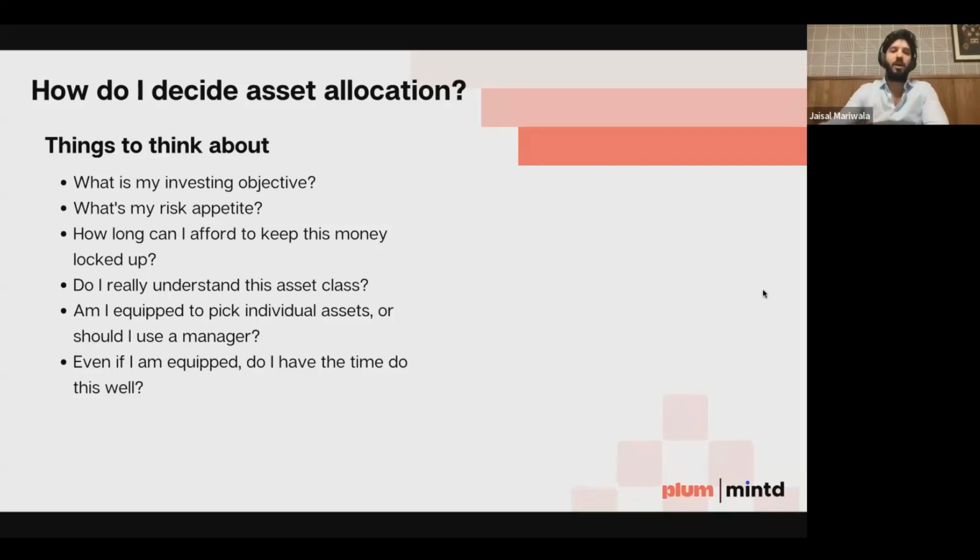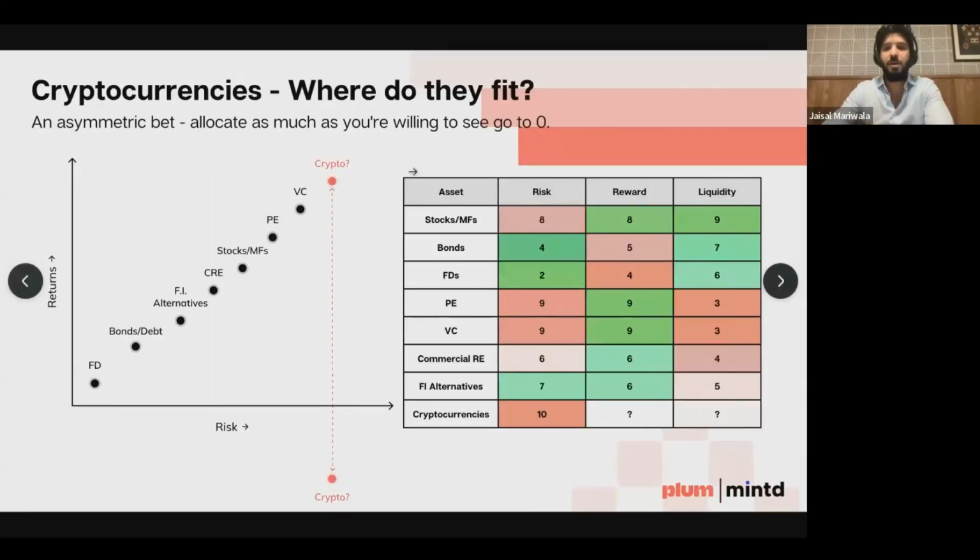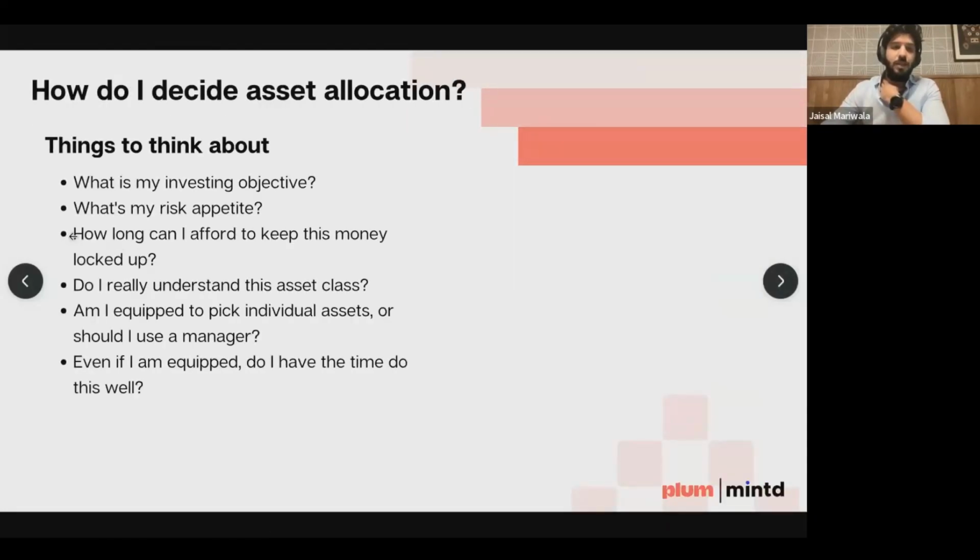Because as you've seen on our favorite table here, your risk appetite will materially define what you should and shouldn't invest in. How long can I afford to keep this money locked up? Different profiles based on 1 year, 3 year, 5 year, 10 years, and 20. And then finally, do I understand this asset class? Even if I do understand it at some level, am I really equipped enough, and do I really have enough data to pick individual assets, or should I just use a manager? And even if I am equipped and I do understand it, do I actually have the time to do this well, or am I better off investing in traditional assets that still give me a great long-term return?